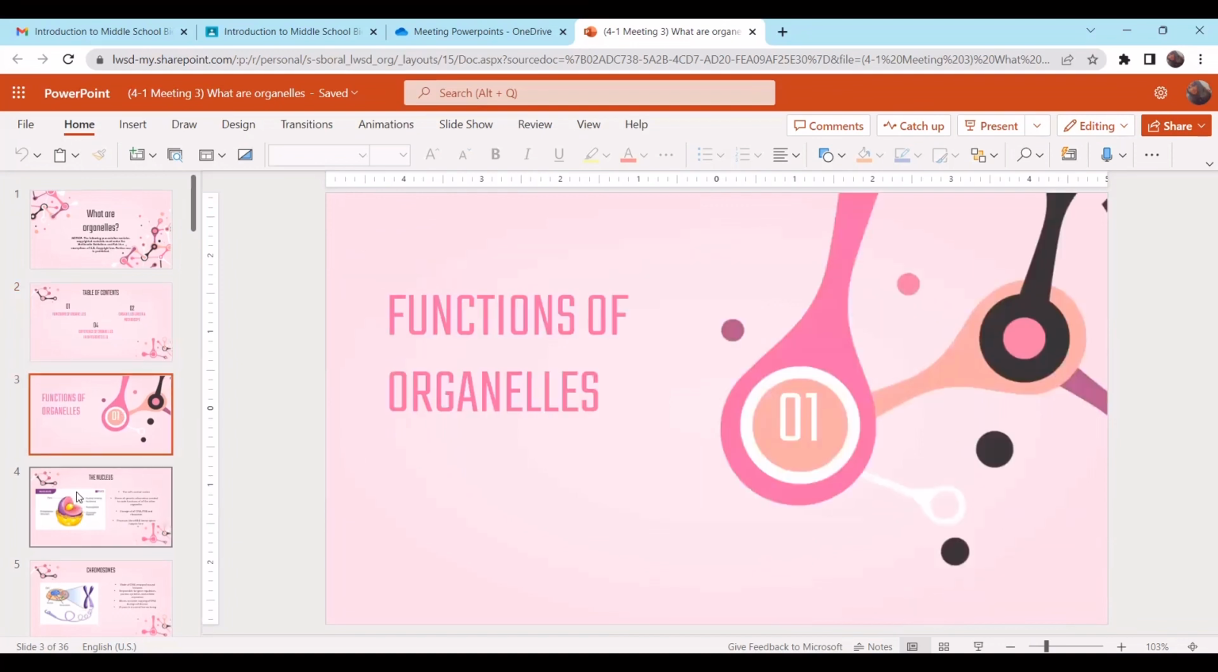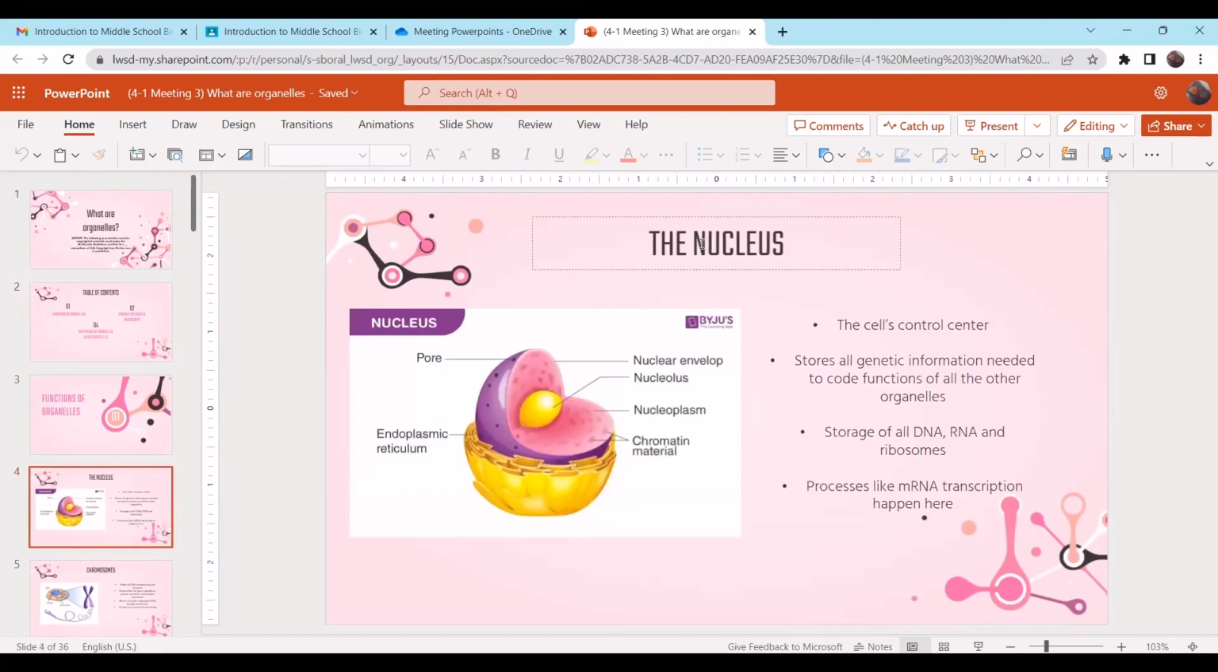So functions of organelles. First of all, probably the most important organelle that you would need to know is the nucleus. This is the control center of the cell. At the middle of the cell, there's this big brown organelle called the nucleus. It stores all of your DNA, which is the entire code for what makes you you. All your physical traits like eye color, hair color, stuff like that, it's in your DNA, and all of your DNA is stored in the nucleus.